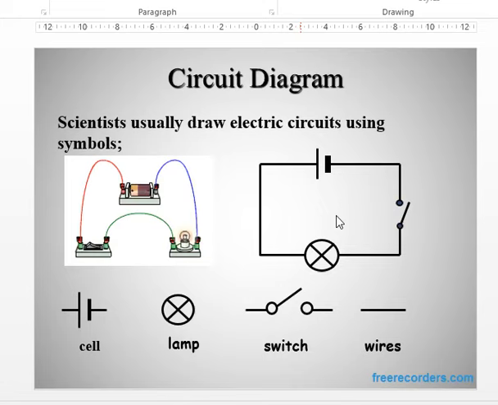What is a circuit diagram? Any circuit diagram is made up of these four elements. This is a cell which generates, a lamp which consumes, and this is a switch which connects the lamp and cell, and these allow the flow of electricity.